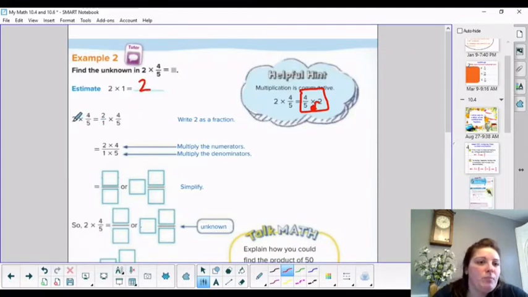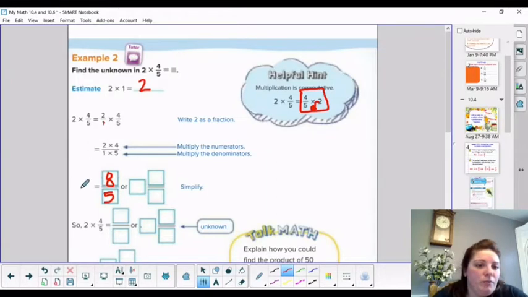All right, our first step is write 2 as a fraction. So we take the 2 and we put a 1 as the denominator. Then we multiply our numerators. 2 times 4 is 8. And then we multiply our denominators. 1 times 5 is 5. And that's improper, so we simplify.